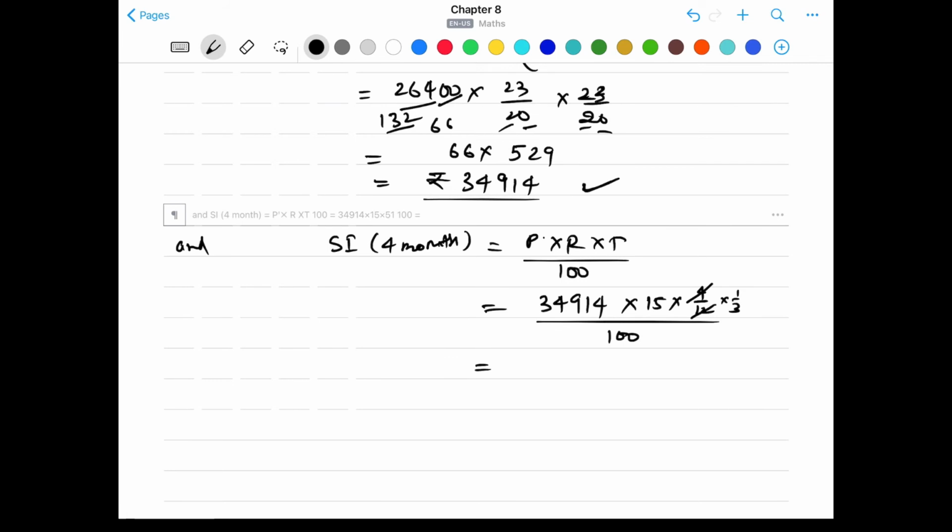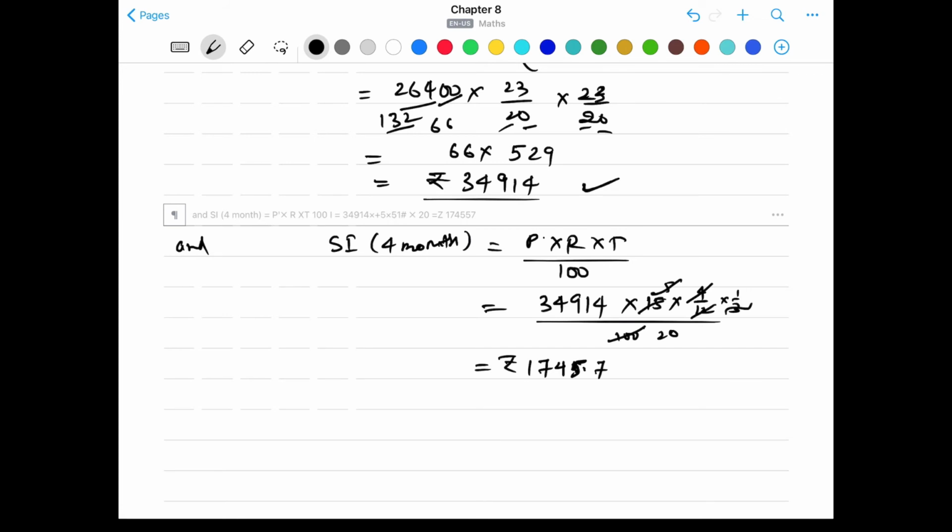This 4 by 12 will be 1 by 3. This 3 will give us 5 here, and this 5 will give us 20 here, and after solving the remaining numbers, you will get 17,400, and this is 1745.7. So that's the number that you will get after solving this. This is the CI for the 4 months.